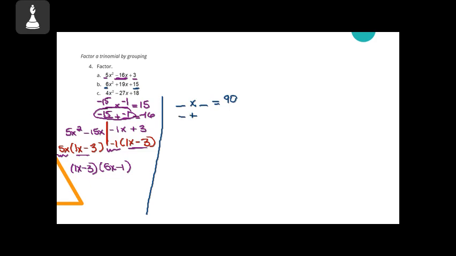So on the side, you can work with how do I make 90? 1 and 90, 2 and 45, 3 and 30, 6 and 15, 9 and 10. And if I look at that, well, I know 9 plus 10 makes 19, so that should work. 9 plus 10, and 9 times 10. So what I'm redoing is I'm going to rewrite this middle term, 19x, as 9x plus 10x. So 6x squared plus 9x plus 10x, and then plus the 15.